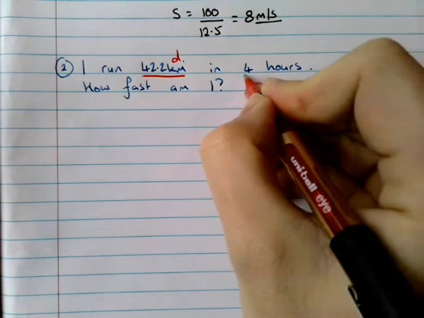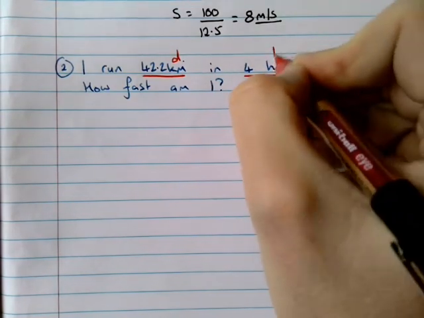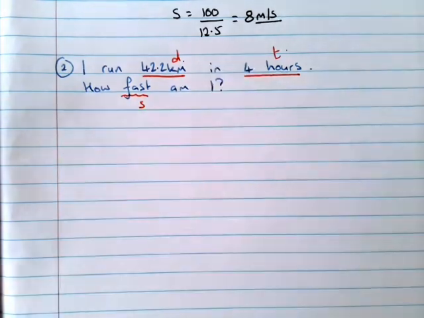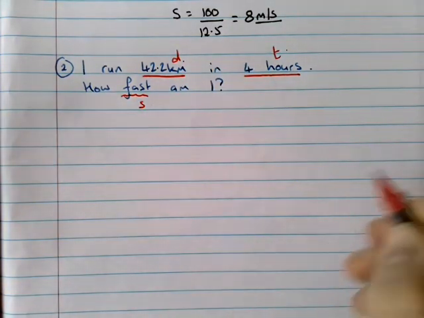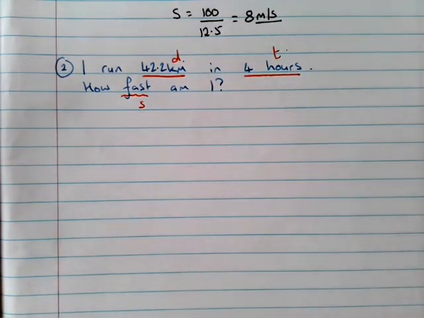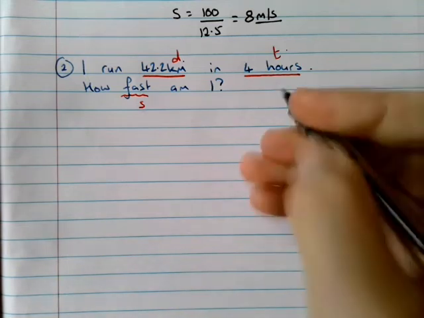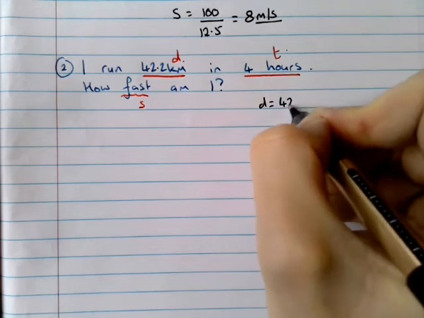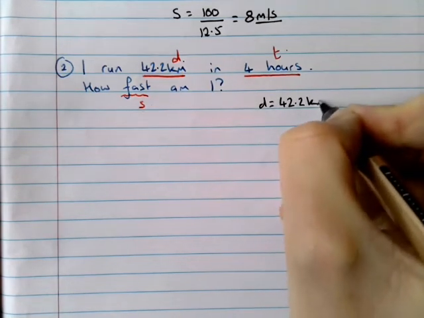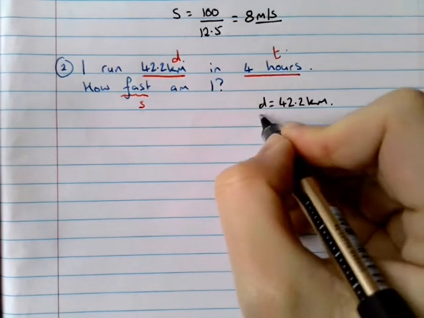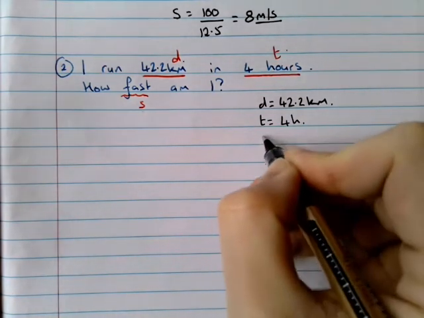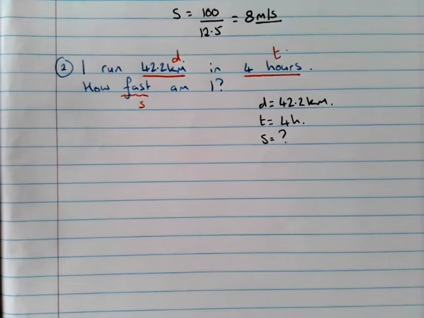I've got 4 hours is my time, T. And again, I'm asking the same thing. I want to know how fast I am. What's my speed? So if I write out my numbers, I will get that my distance equals 42.2 kilometers. My time is 4 hours, and the speed is what I want to work out.